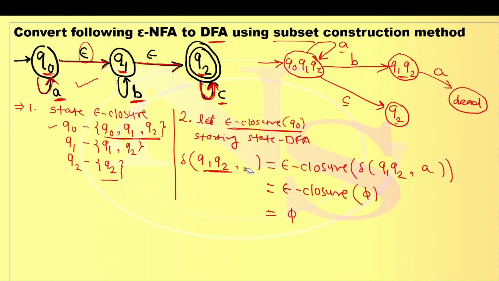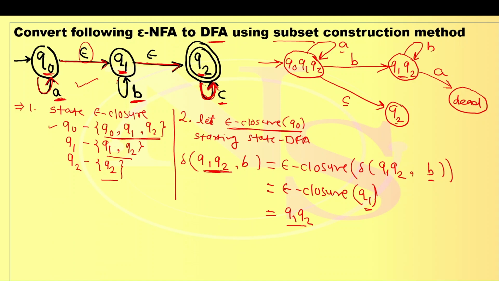Now repeat the process for symbol B. For the new state, where the transition for B goes, we need to find out. So for symbol B, epsilon closure of delta Q1, Q2, comma B. Q1 on B goes to Q1. So write it down here, Q1. Q2 on B, there is no transition for Q2 on B, so there will be nothing here. So epsilon closure of Q1 is Q1, Q2. So delta Q1, Q2 on B goes to Q1, Q2. It means this will be a self loop.